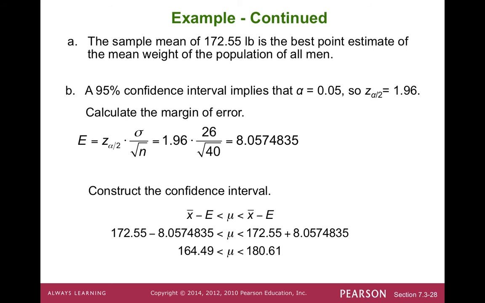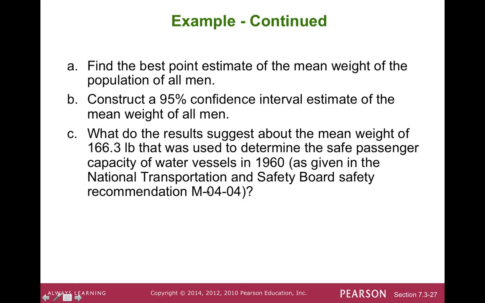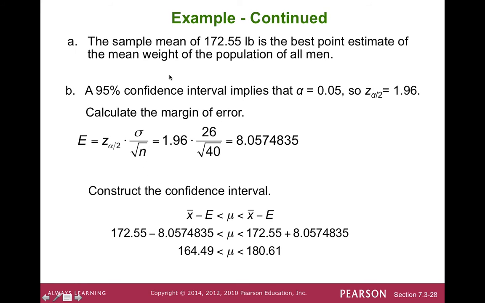Okay, so here are our calculations. The sample mean is the best point estimate of the mean weight of the population, and we're given the sample mean in the problem, 172.55. So we're going to use that as our point estimate of the mean weight for the population. A 95% confidence interval implies, as we discussed, this is going to be our z-score, 1.96, and then we're going to calculate our margin of error.